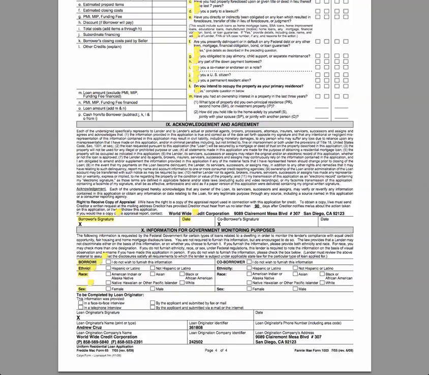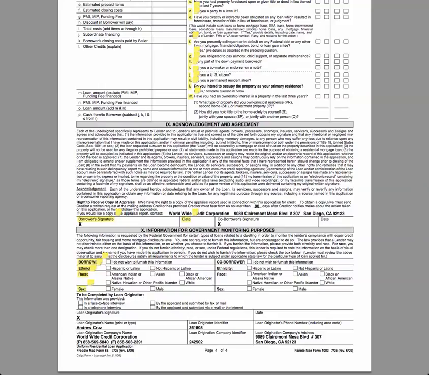And then also here at the bottom where it says information for government monitoring purposes, go ahead and check the appropriate boxes for ethnicity, race, and sex. And then when that is complete, you can send the loan application back to us in its entirety.